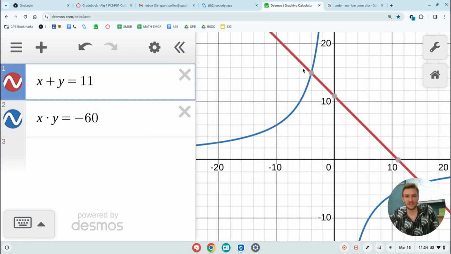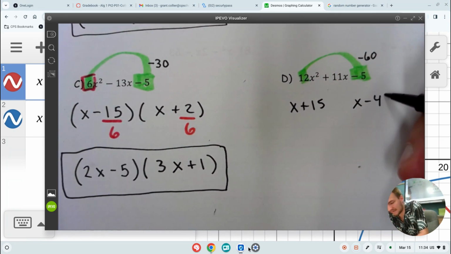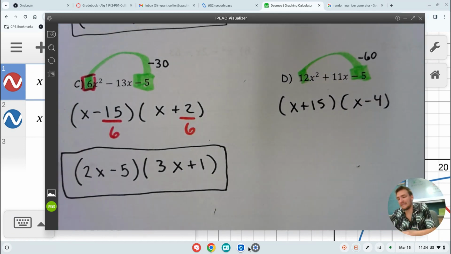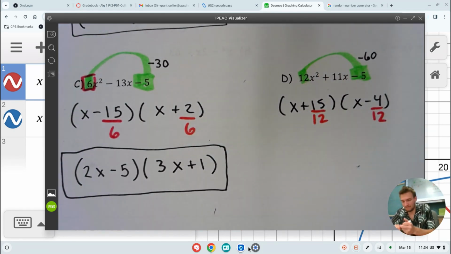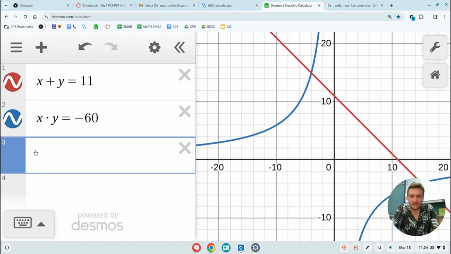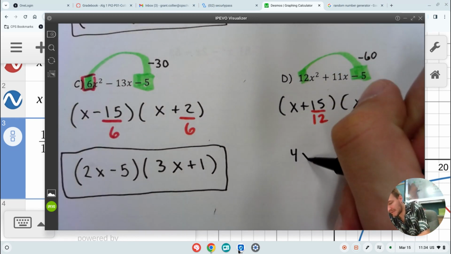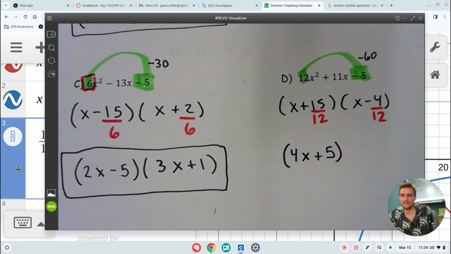Look at where they touch. I'm seeing 15, negative 4, x plus 15, x minus 4. Now I'm going to need to divide by the 12. Type things in Desmos and see what I get. I heard I'm going to get 5 over 4. I do get 5 over 4. So which number goes in front? The 4 should be the front number. Whatever's on the bottom slides to the front.